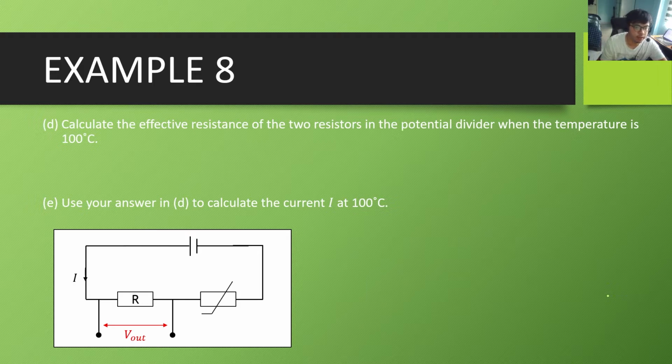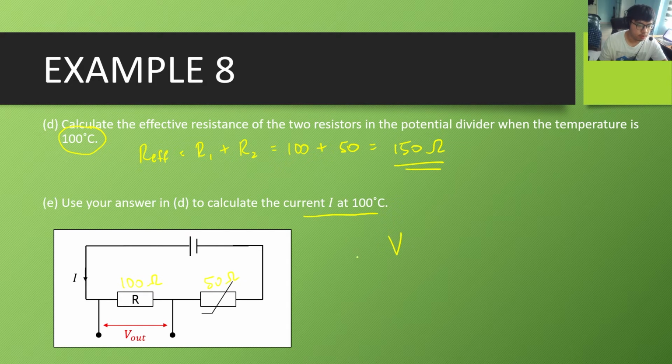Now we do the same thing, this time for 100 degrees Celsius. At 100 degrees Celsius, the resistance of the thermistor is 50 ohm. So for the total resistance, again, just add those two together. 100 plus 50 gives us 150 ohm. And if you want to find the current at 100 degrees Celsius, again, we use the same formula as before. Total voltage is 6, that's the EMF. Total resistance is 150, and that will give us a current of 0.04 amps.